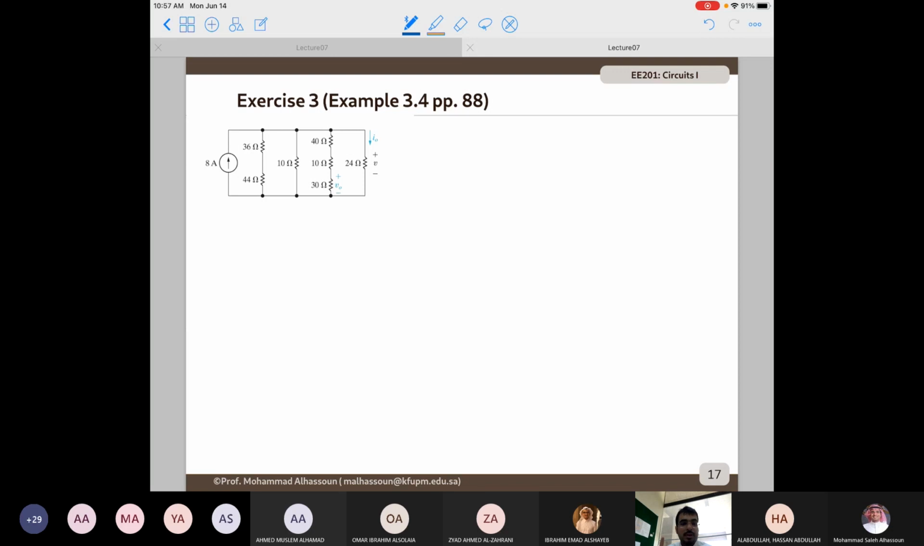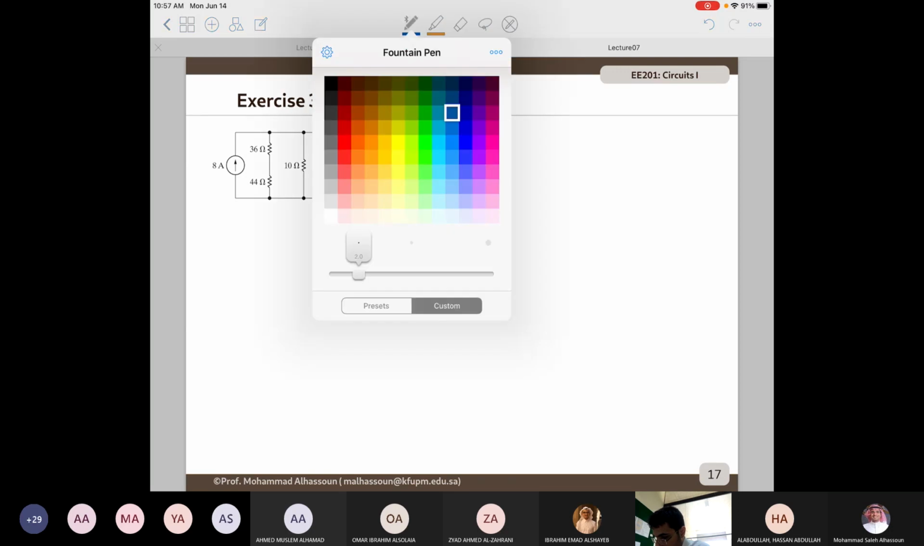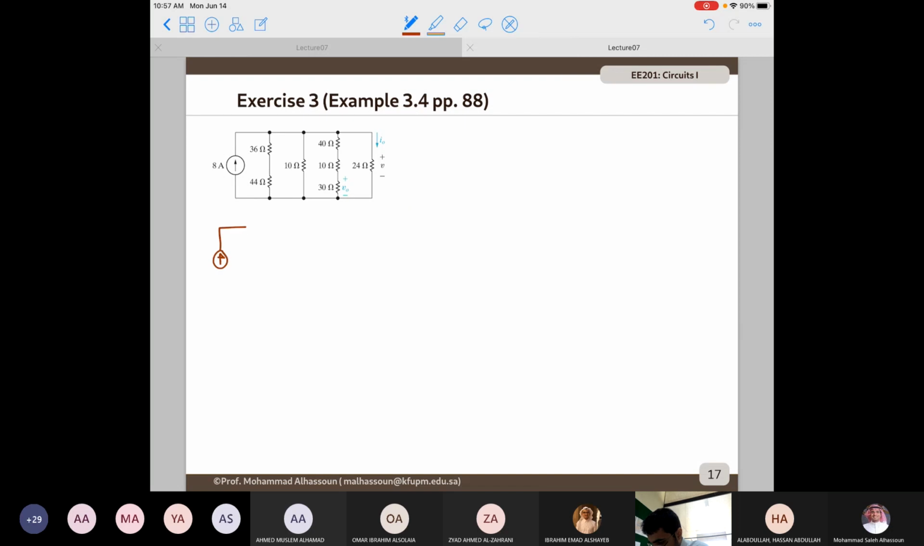So what I will do is combine all resistors in series just for the time being. So I have 8, 36 plus 44 is 80, 10, then 40 plus 10 plus 30, this is 80. And then I have 24. So here I lost V naught, but I'm not interested in V naught at the moment. I'm interested in I naught.